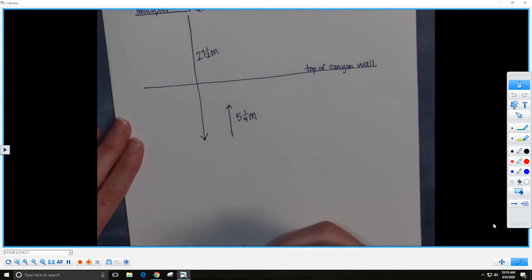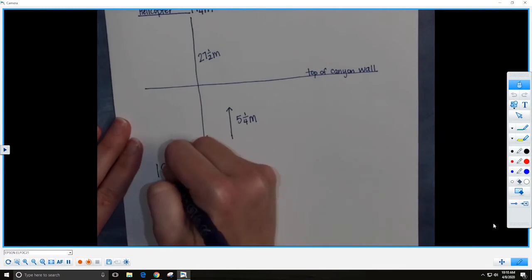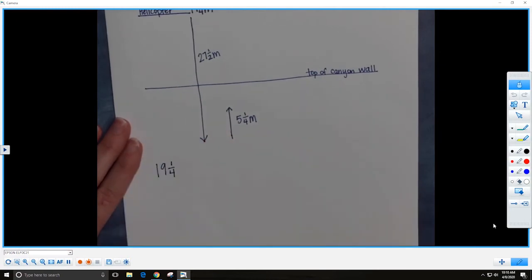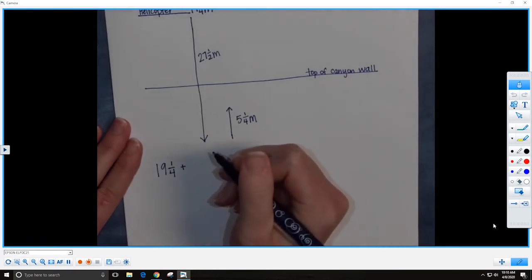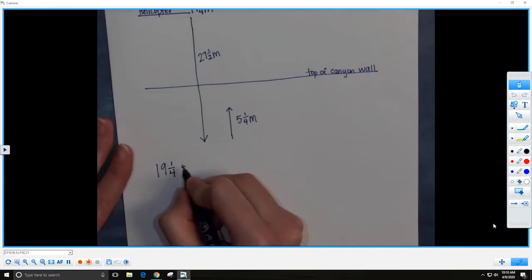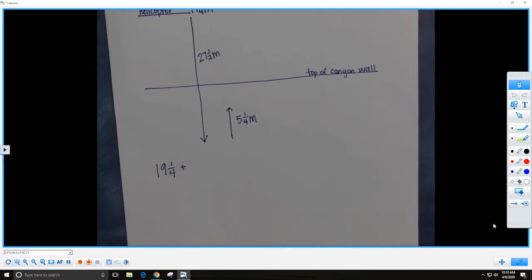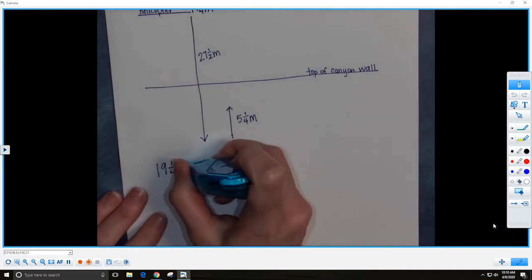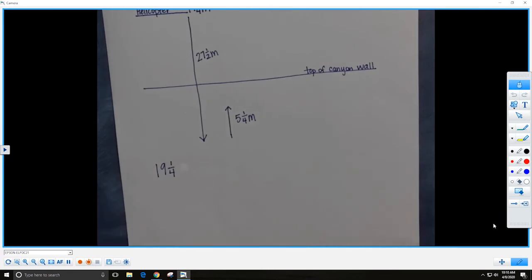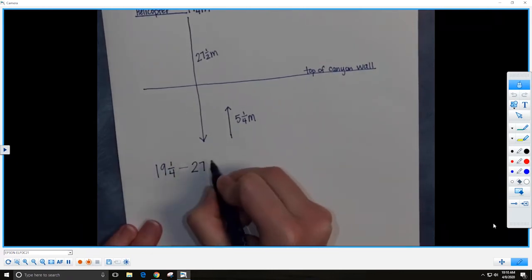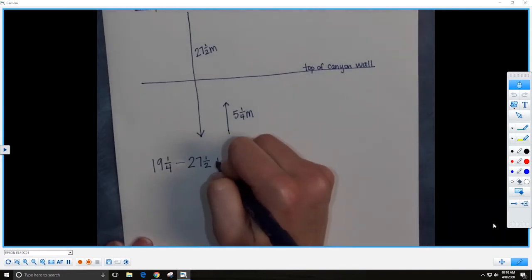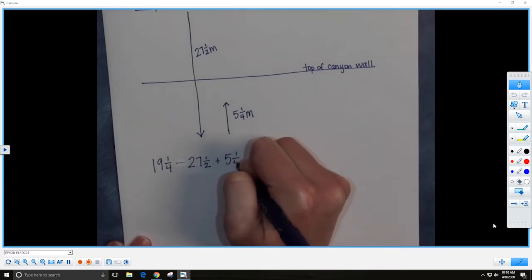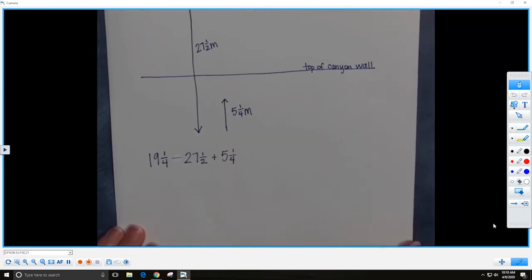I hope the expression that you came up with is 19 1/4 plus, we're going to start out with subtraction actually. The first thing that it did was decrease, so we're not starting out with a plus. So subtract 27 1/2 plus 5 1/4. Let's double check this real quick to make sure it makes sense.